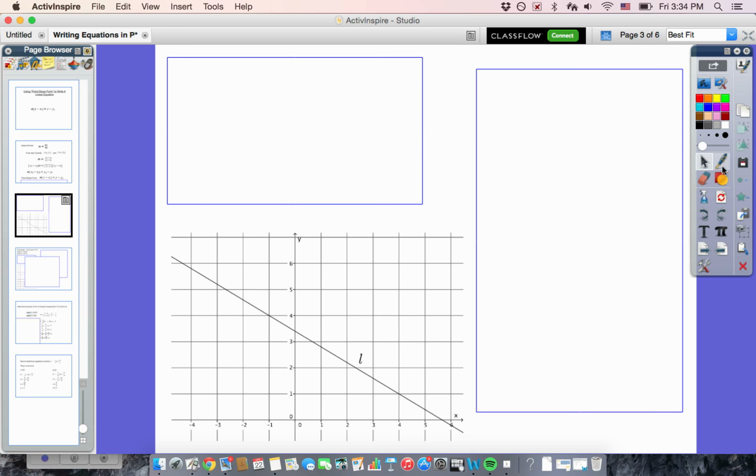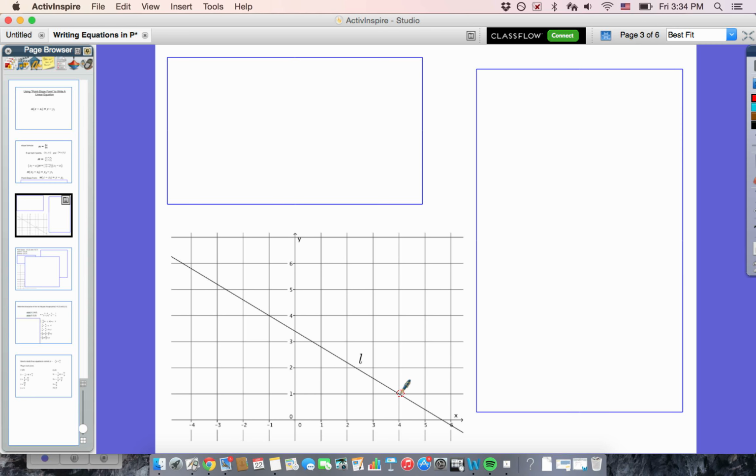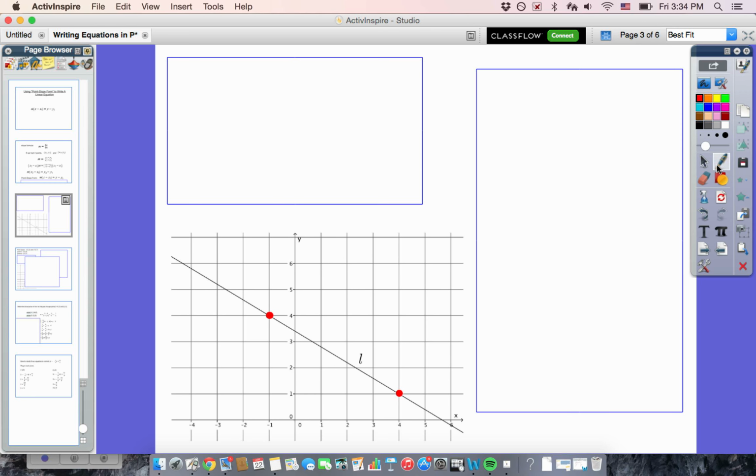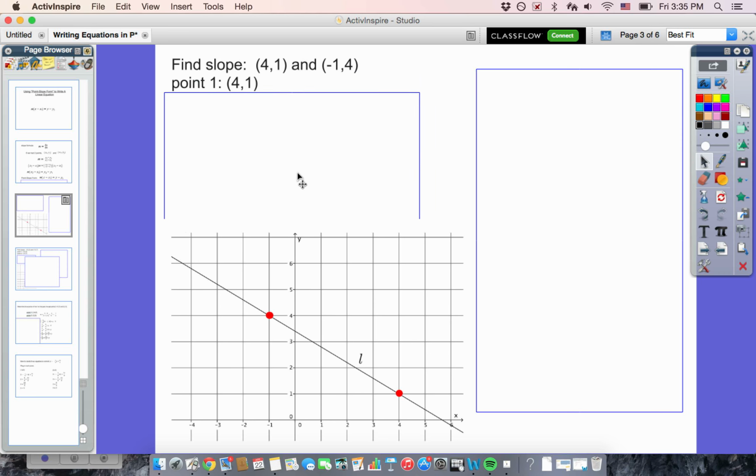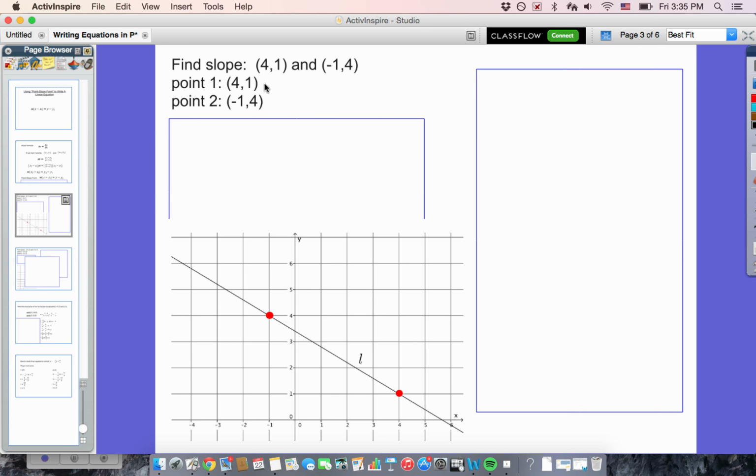First, we're going to pick 2 points on this graph. I'm going to pick 4, 1, and I'm going to pick -1, 4. The coordinates for those 2 points are written right here. I'm going to say that my first point is 4, 1, and my second point is -1, 4, but it doesn't really matter.